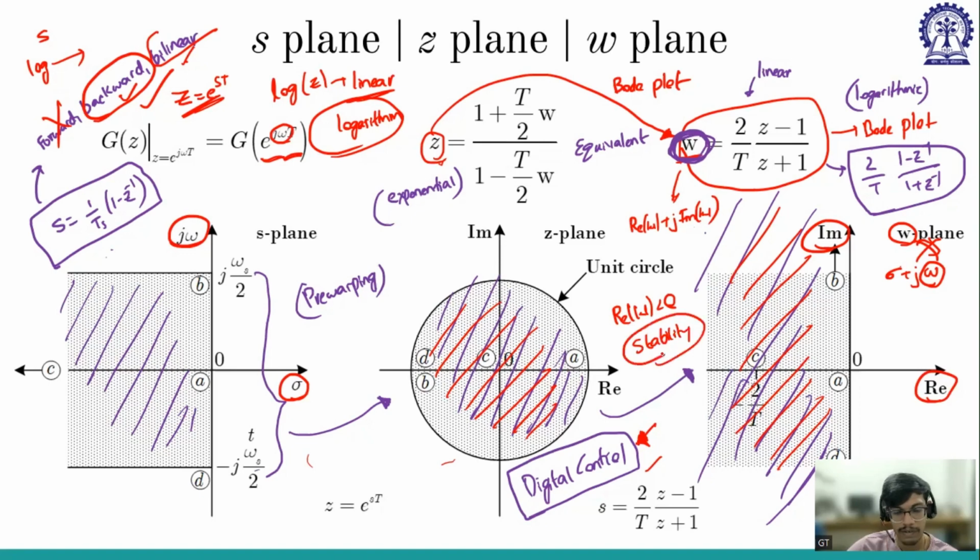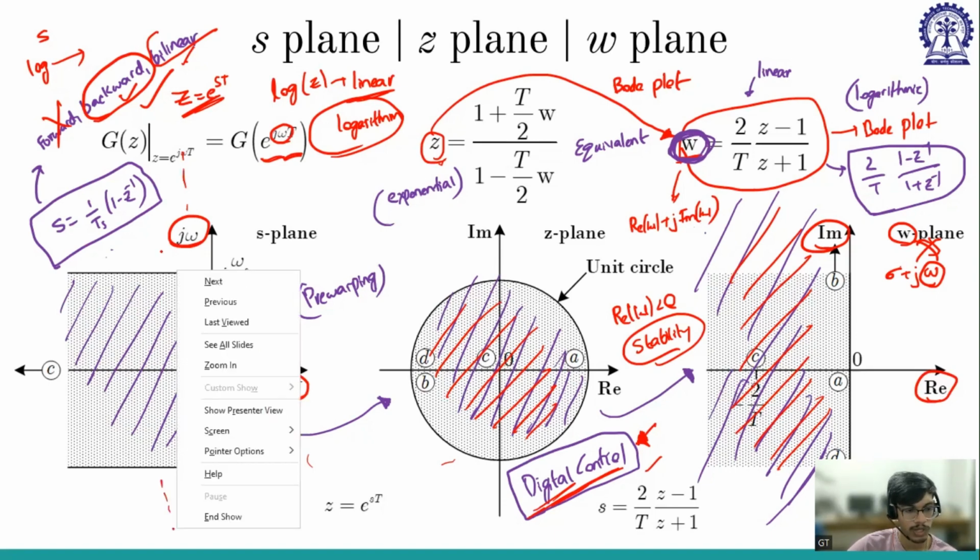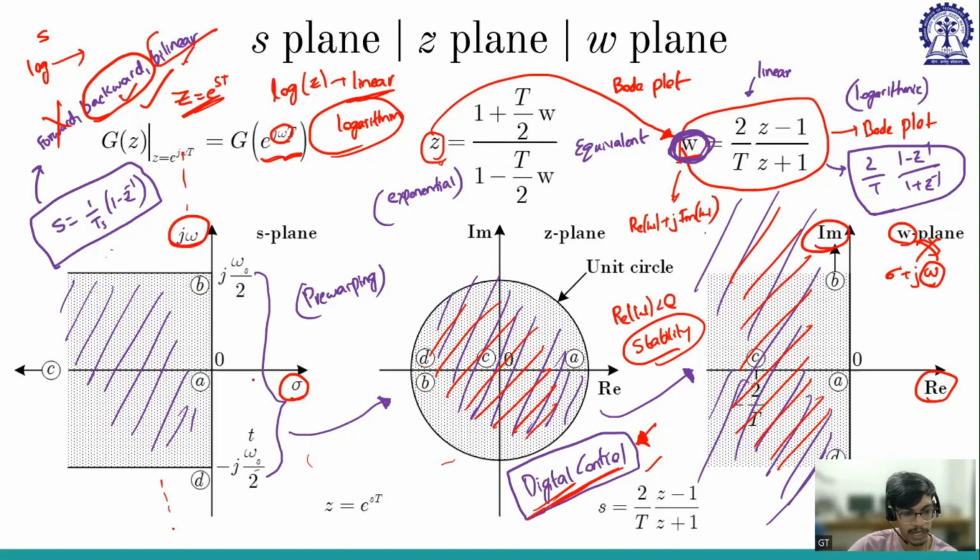And there is a proof of why we are using this. All that proof is beyond this course syllabus, but it is present in digital control. In digital control, they will consider n number of strips in this direction, n number of strips in this direction, and they'll prove that each strip will be equivalent to mod Z less than 1. But let us not go into that.